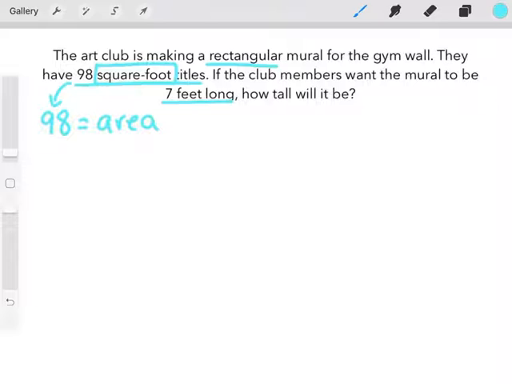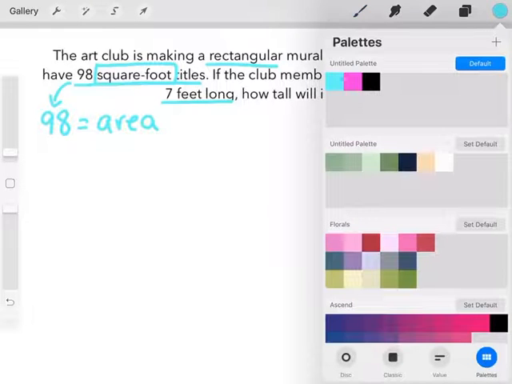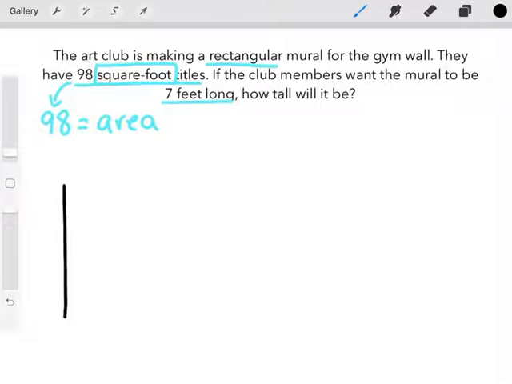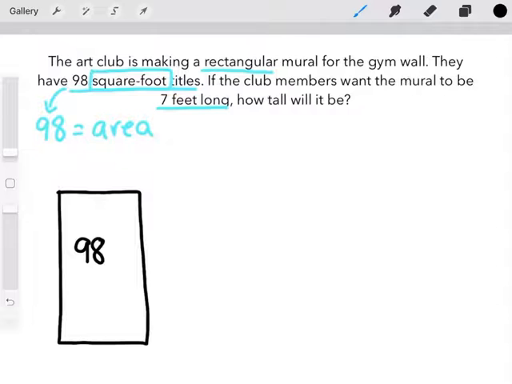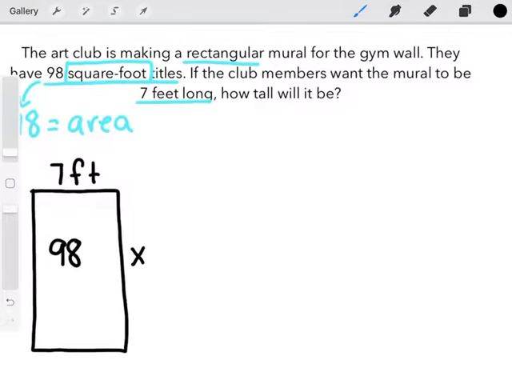So what we know is that the mural is a rectangle. It has an area of 98 square feet. And we know that the length is 7 feet long, because that's what it tells us from the problem. So what we don't know is how tall it is. So that's what we need to solve for.